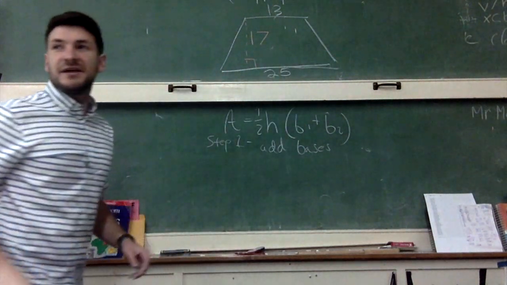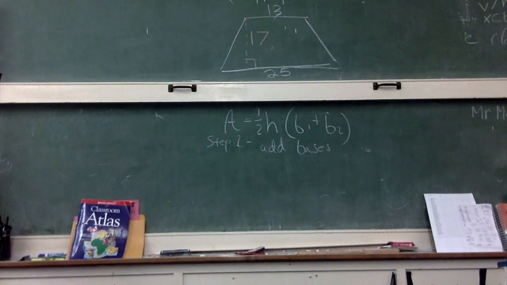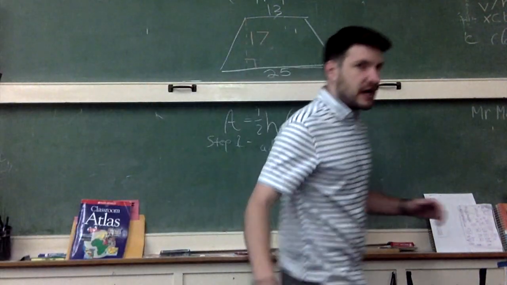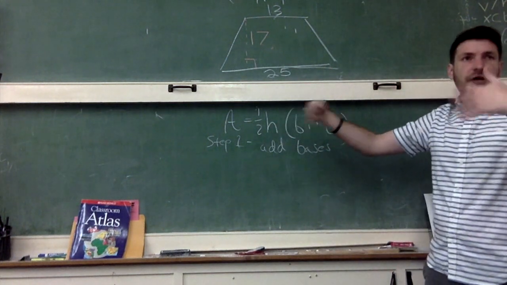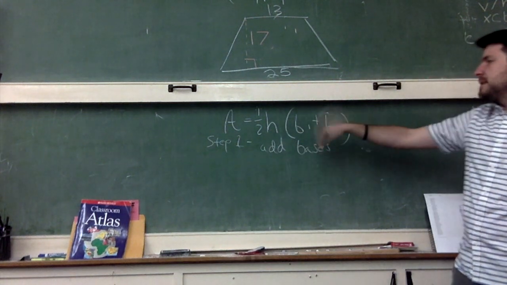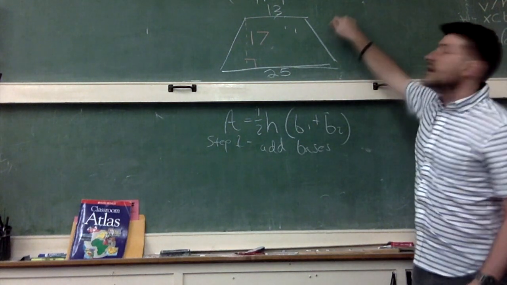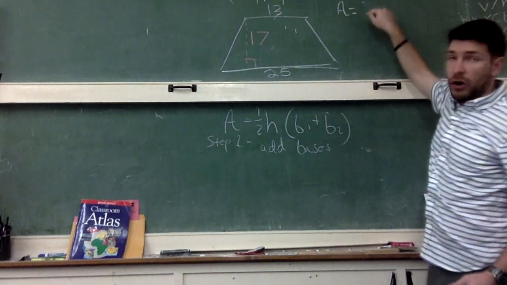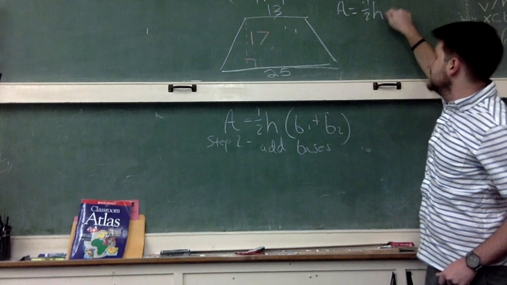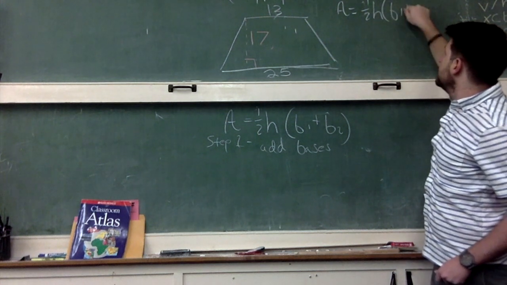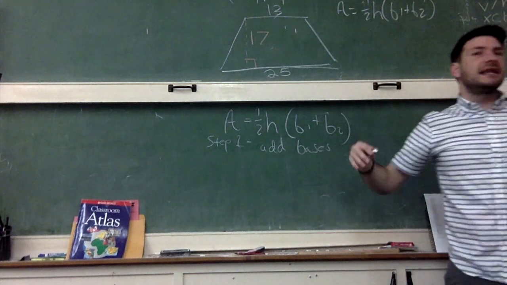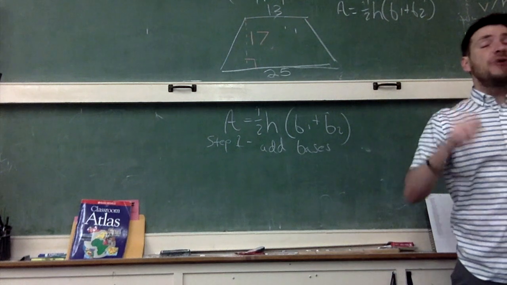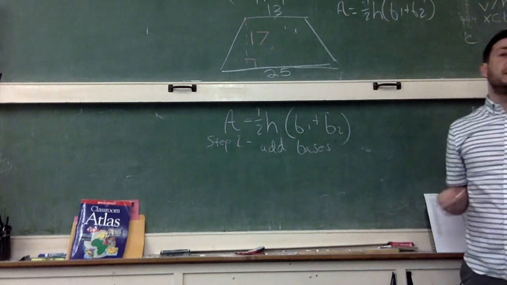So the first thing that we want to do is add our bases together. But first, let's write out our formula. Let's write out the formula, and then you can say it with me. Area equals 1/2 height, base 1 plus base 2. When they're all touching like this, that means we need to multiply.